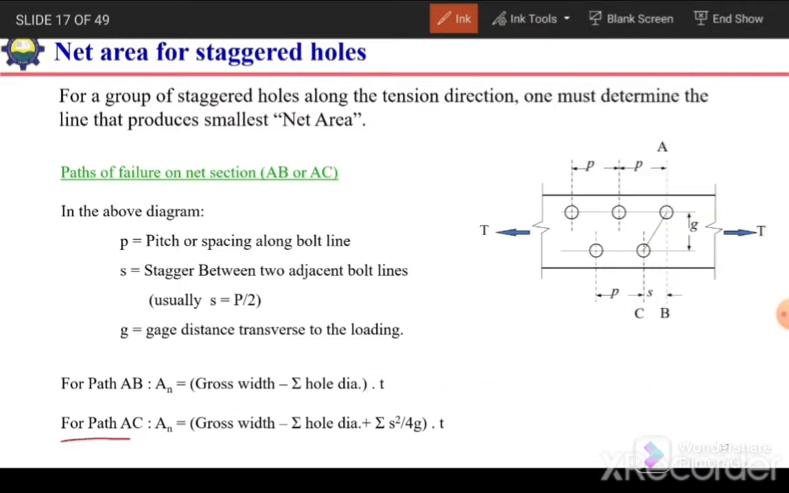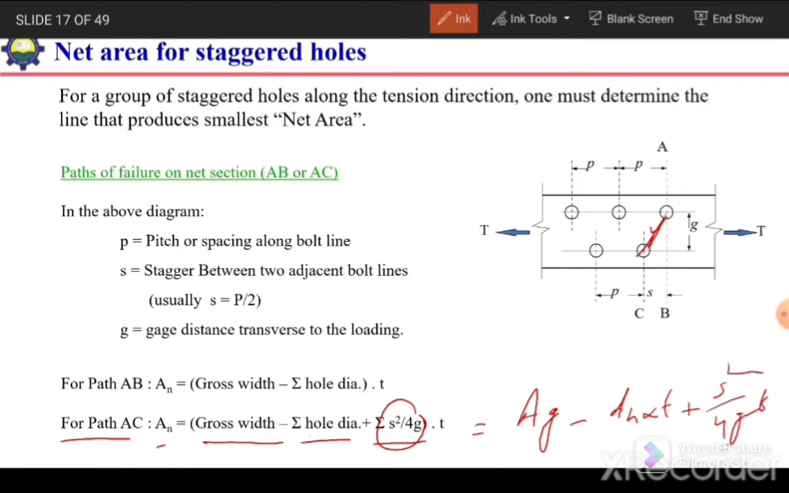Similarly, in the second equation for path AC, An is equal to gross width minus diameter of hole plus summation of S square over 4G. Here we have only a single stagger, so we will consider only one time S square over 4G, where S is the stagger and G is the gauge distance, and then multiply it with T. Or if I write it like this, it will become Ag, if I multiply it with T, minus diameter of hole times thickness, and plus, we need to add this factor because here the length of the path has increased. So S square over 4G into T we need to add.